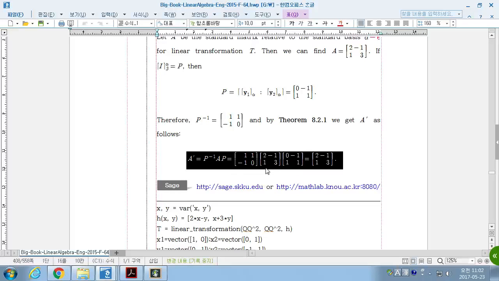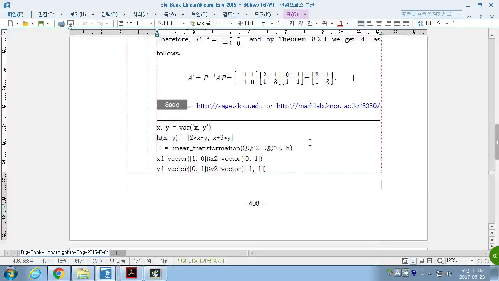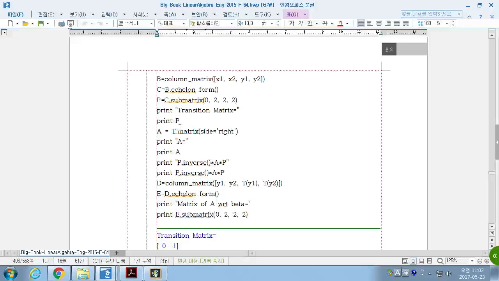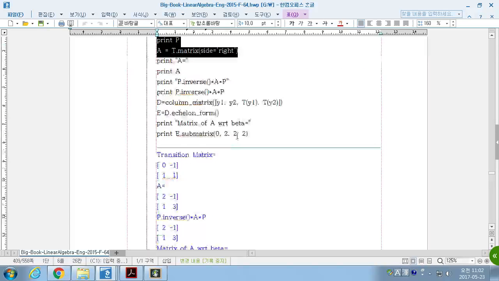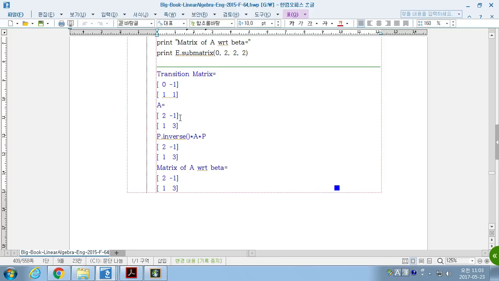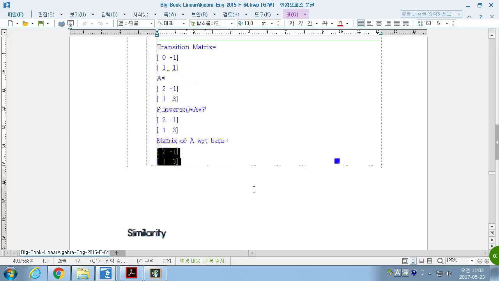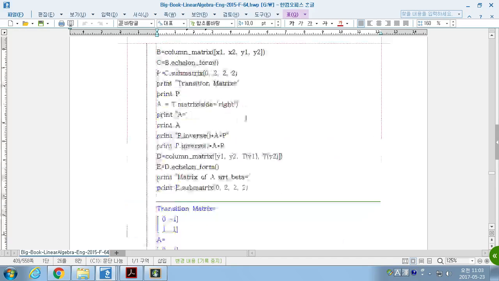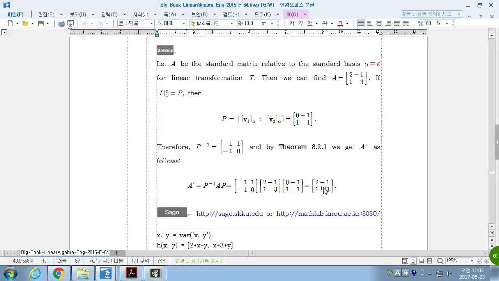This will be exactly the same as what you get if you find A prime the way you learned in section 8.1. Here we can define a linear transformation, find the transition matrix P, and find P inverse times A times P. Then with the transition matrix and A, P inverse AP will give you the matrix representation from beta to alpha. Here alpha is the standard basis, so this matrix should be the same as what you found here.